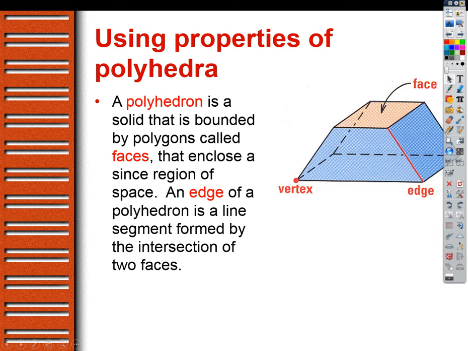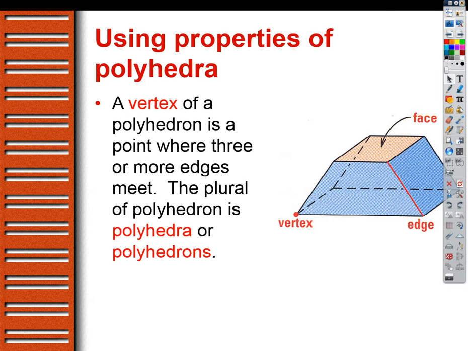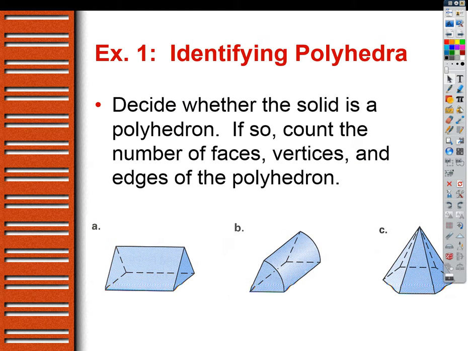Okay, so we already talked about this. A vertex is the place where the edges meet. So which of these are, real quick, this is pretty easy stuff, which of these are polyhedra and which are not?